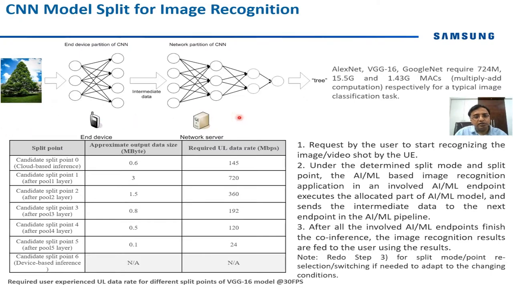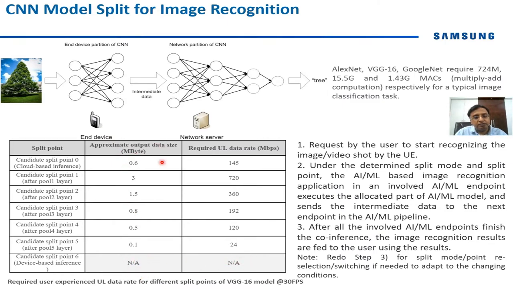So this particular picture over here shows that if there is an image recognition for a tree needs to be done, and we have a split point 2, then the intermediate data is being pushed to the network server, and the final detection happens, and then this know-how is transmitted back to the end user. And over here, it kind of tries to summarize what is the amount of data that needs to be transmitted at each of the split points, right? For example, split point 6 means that everything is happening at the end device itself, so there is absolutely no need to transmit any data.